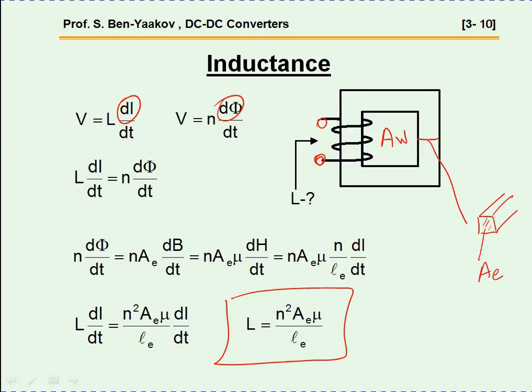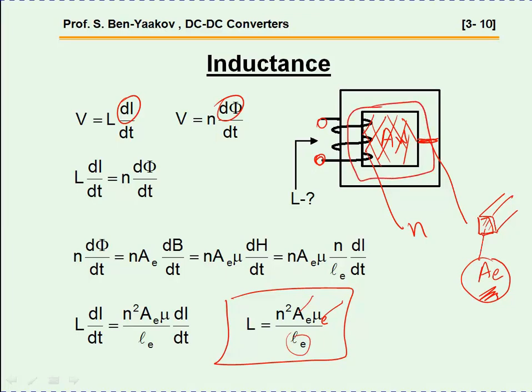The inductance will be n squared, that is the number of turns squared, times the cross-section area. Cross-section area means that if you cut the core and look at the area here, this is Ae. This we call the winding area, which we'll use later on. But now we concentrate on the cross-section area. Mu is the mu, actually it should be mu e, that is mu of the assembly, and Le is the magnetic path. This is the length of the magnetic path.